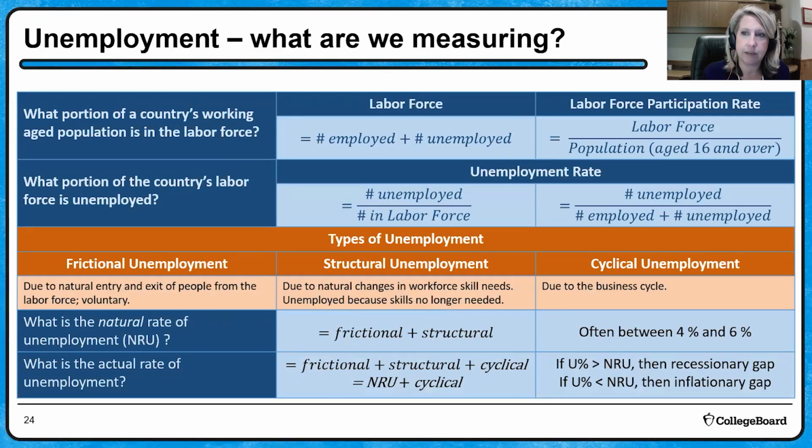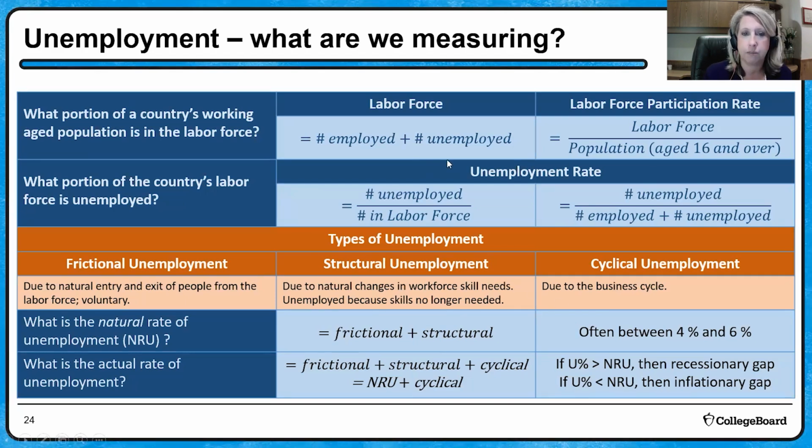The second economic indicator in Unit 2 is unemployment. And again, let's focus on what we're measuring. We usually need to be able to do a couple things. We need to determine what portion of a country's working age population is in the labor force, and we do that by determining the labor force participation rate. Also we look at what portion of the country's labor force is unemployed. If we don't have the labor force information, we have to calculate that first in order to determine the unemployment rate, because the labor force is part of the unemployment rate calculation.